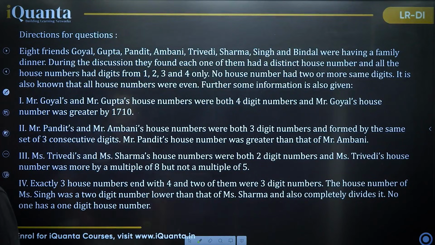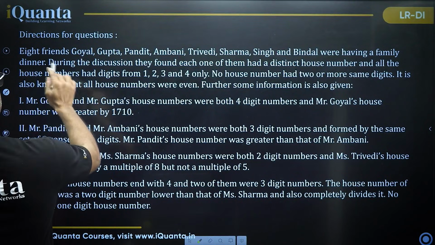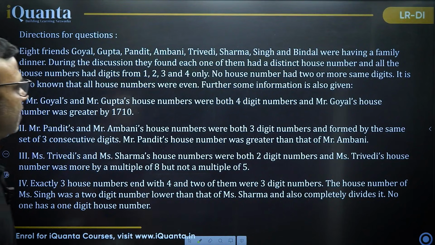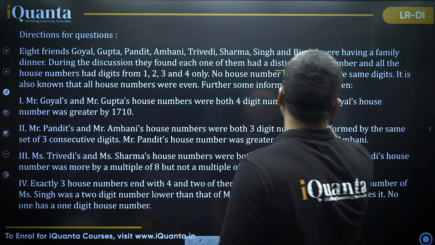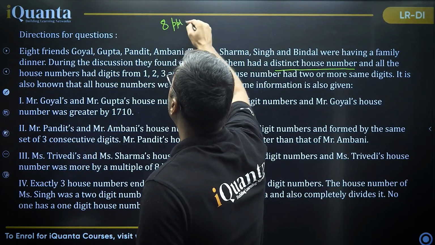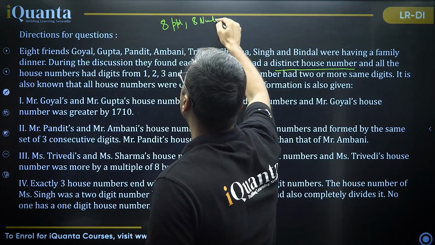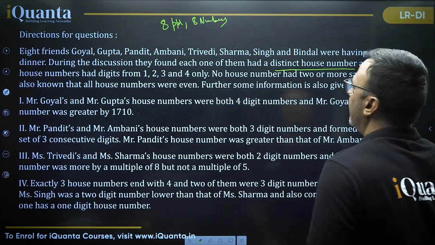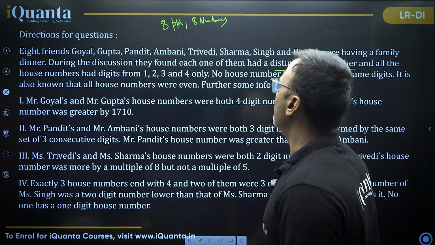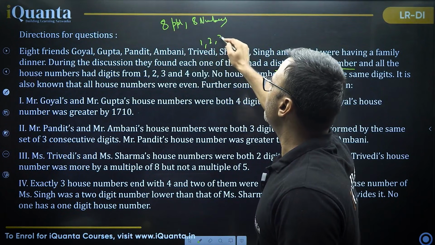Okay, now this set says 8 friends, Goyal, Gupta, Pandit, Ambani, Trivedi, Sharma, Singh and Bindal were having a family dinner. During the discussion, they found each one of them had a distinct house number. So 8 people, 8 numbers, and all the house numbers had digits from 1, 2, 3 and 4 only. Okay, so only 1, 2, 3 and 4.